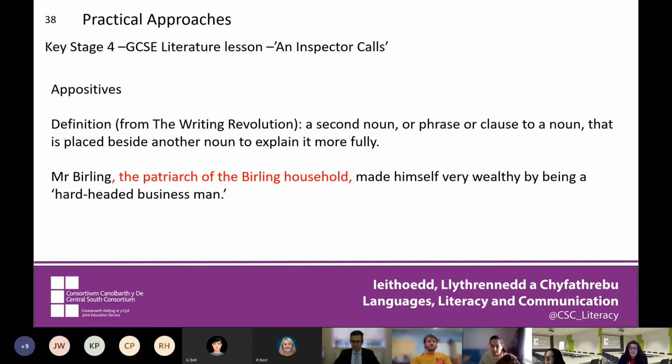An appositive is an American term. According to The Writing Revolution, the definition is a second noun or phrase or clause to a noun that is placed beside another noun to explain it more fully. It sounds complicated, but the examples are far easier once you look at them. So, for example, Mr. Birling, the patriarch of the Birling household, made himself very wealthy by being a hard-headed businessman. So the bit in red there would be the appositive clause.